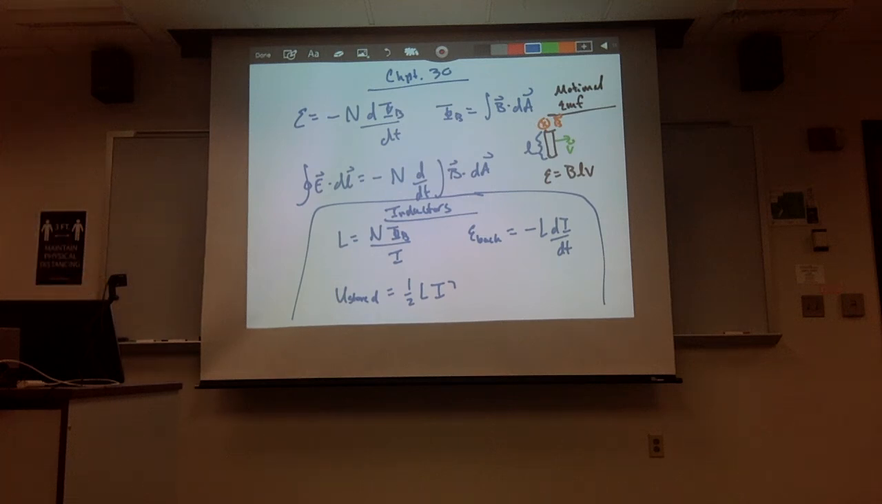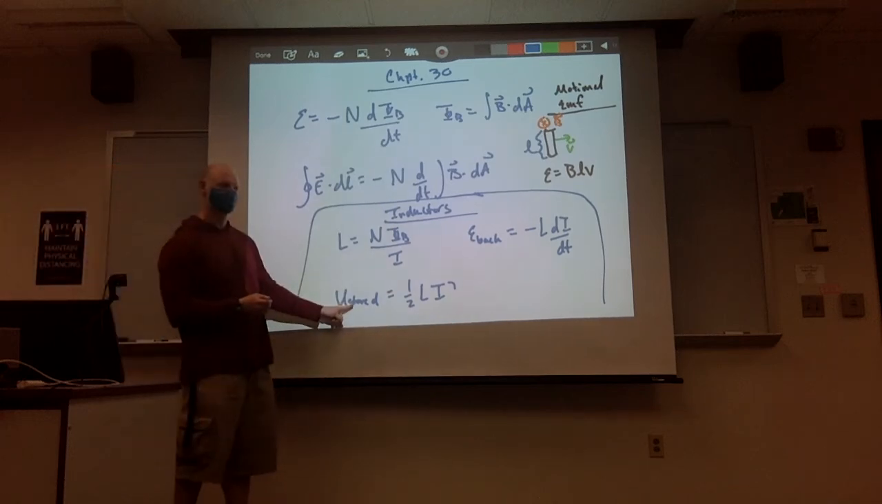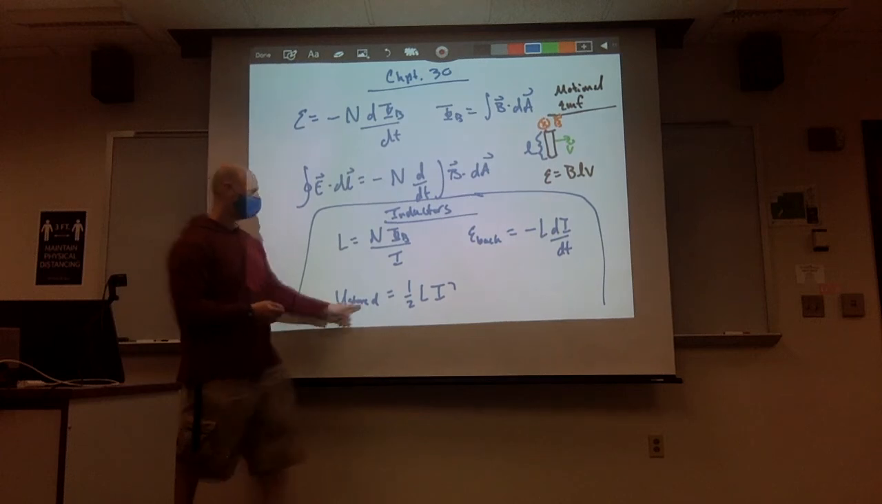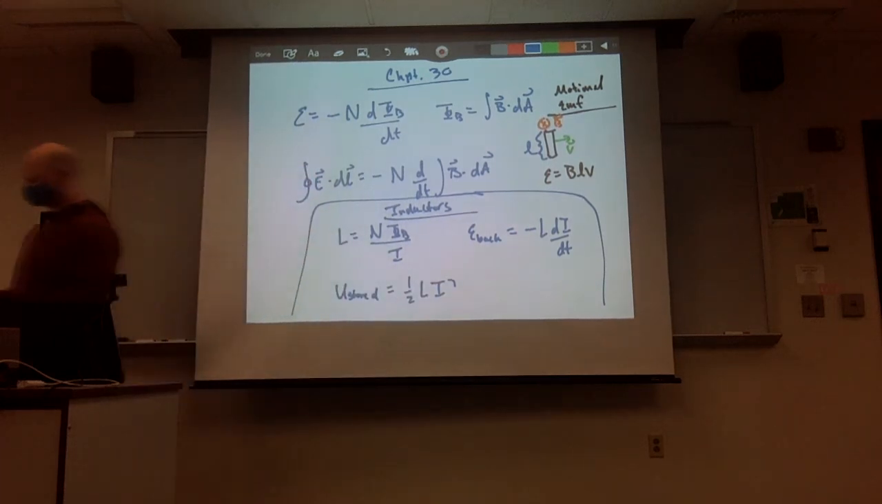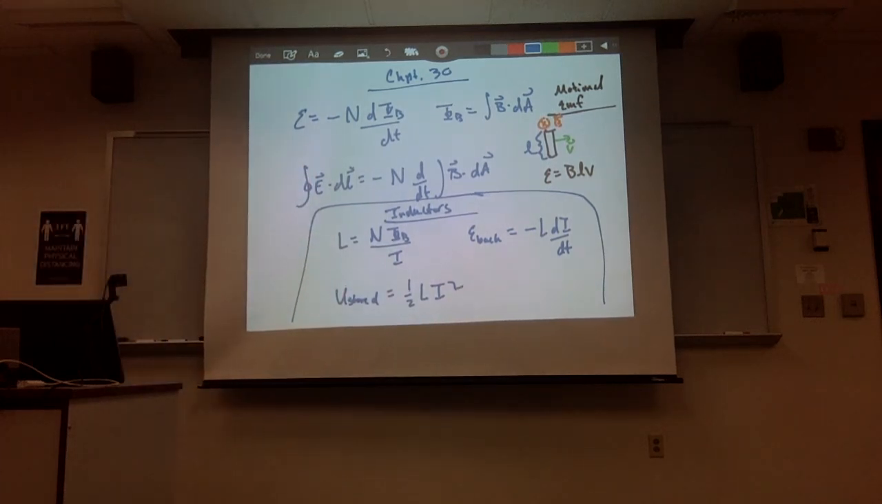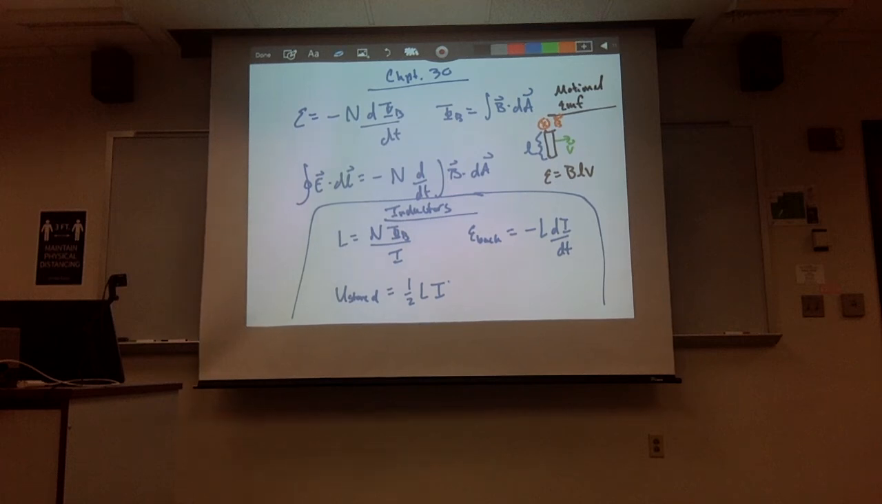Is that an exponent on your stored energy, or is that just stored? Yeah, this part, or like behind the I? Oh, that's a square. LI squared? That's a square. Okay. Doesn't look like a square. How's that? A little bit better. Okay.